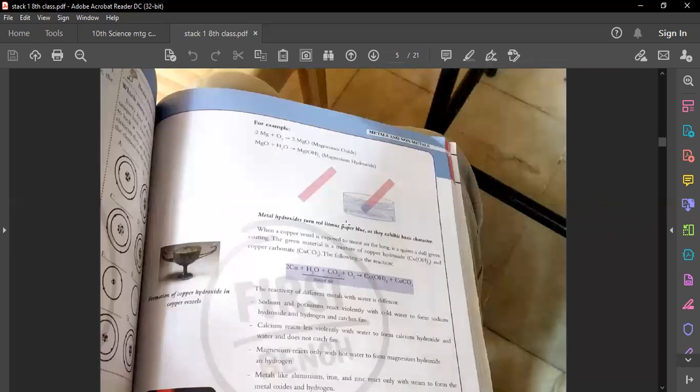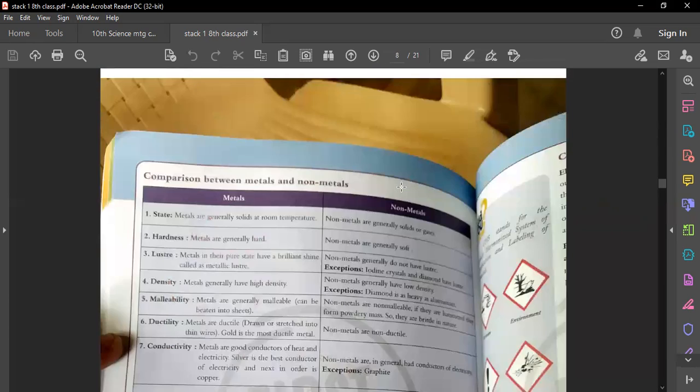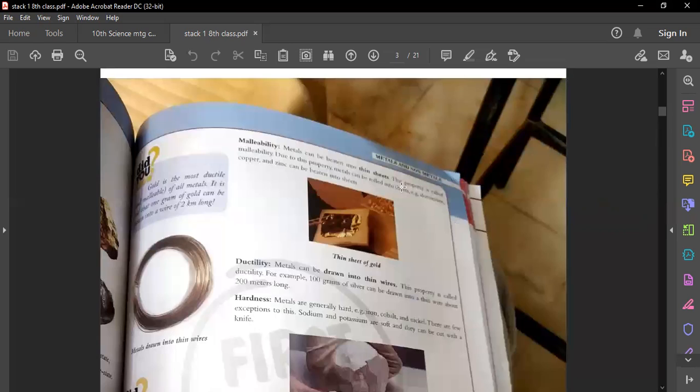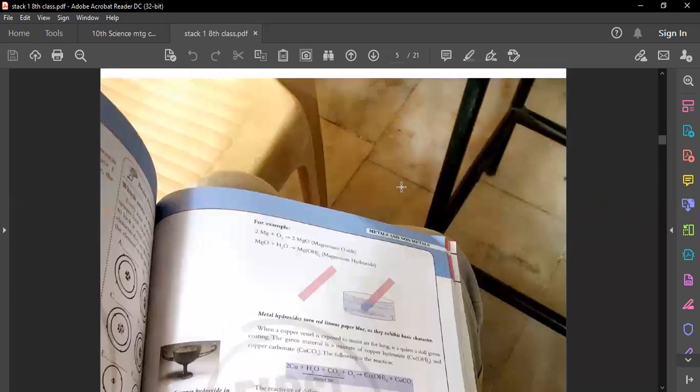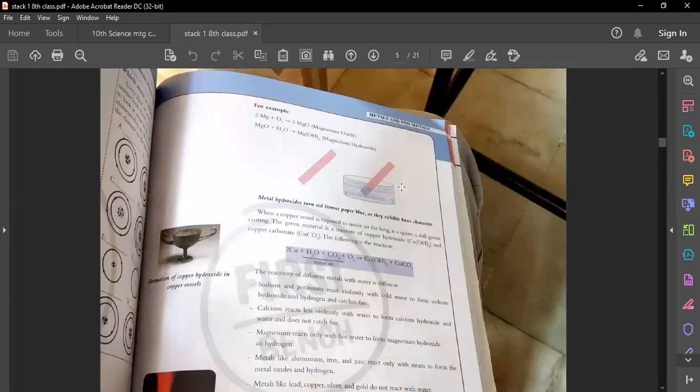The next one is the example. You know litmus paper, right? Yes, sir. In the case of basic solutions, litmus paper converts red litmus paper to blue litmus paper. So here, what is taken now?